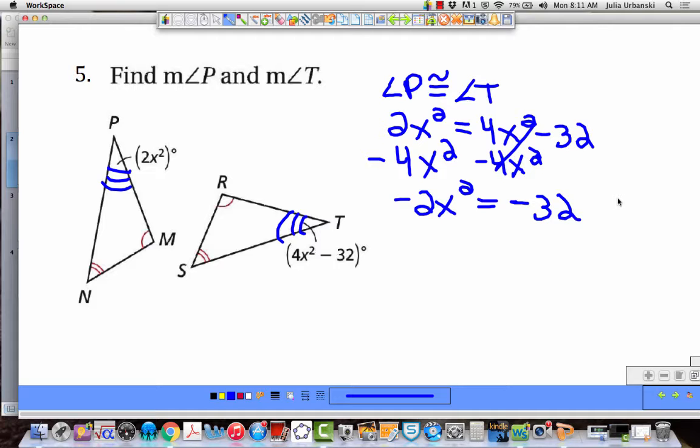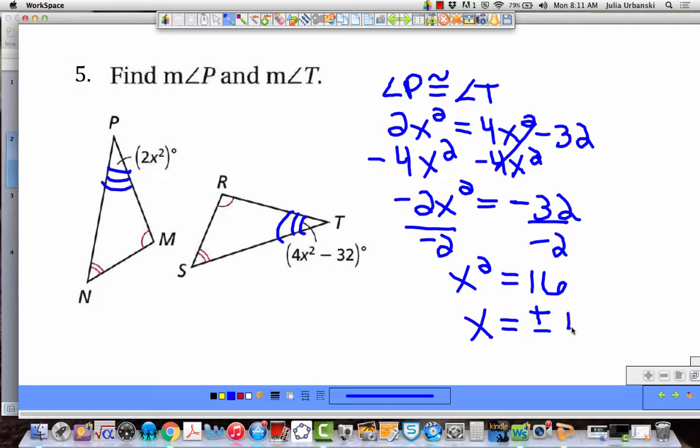Then what? Divide by negative 2. x squared equals 16. Can anybody tell me what x is going to equal? 4 or negative 4, technically. Positive 4 or negative 4. When you plug it into these pictures, it comes out positive because you're always going to be squaring it, so it works out either way.